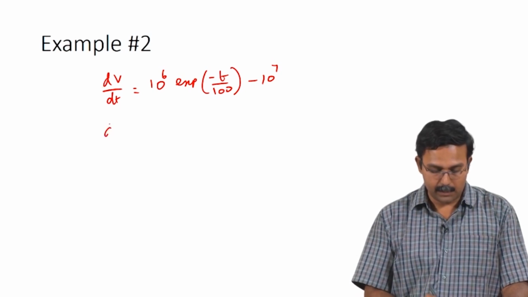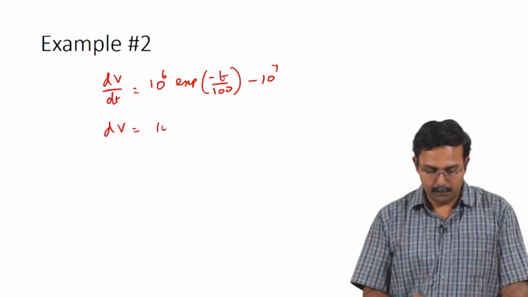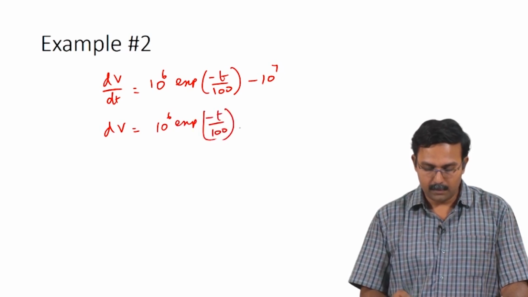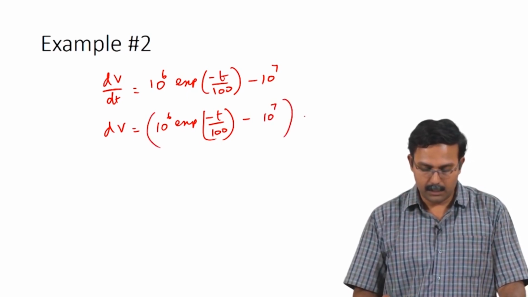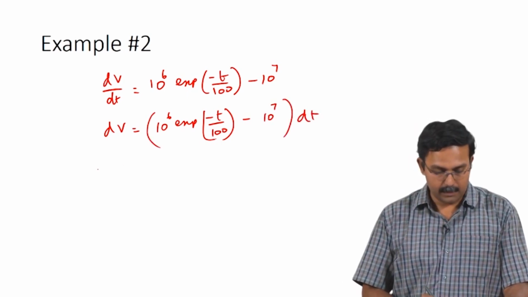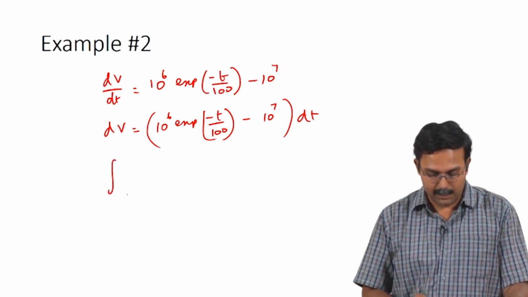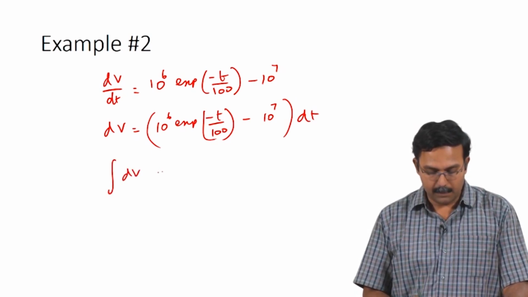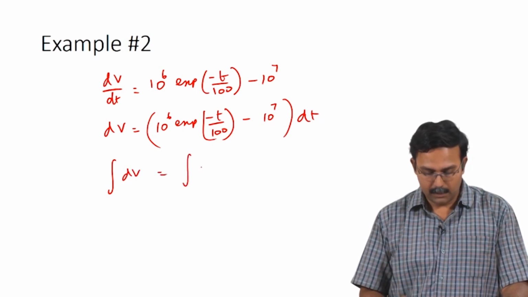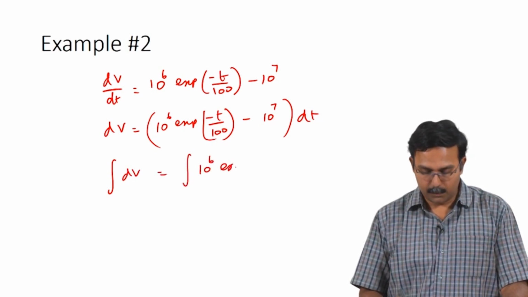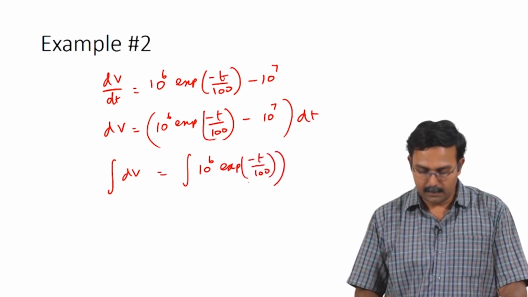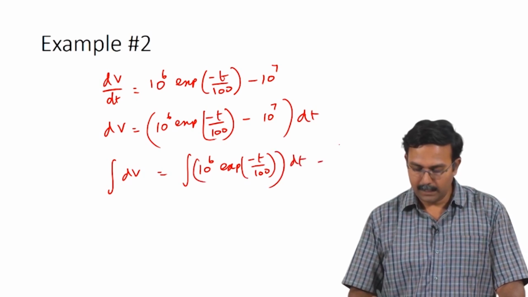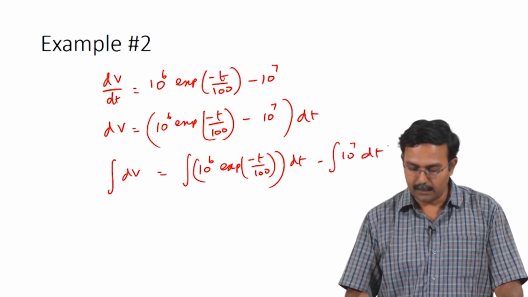So, rearranging this equation we would get dV equals 10^6 exponential of minus t by 100 minus 10^7, times dt. Integrating this equation, we would get integral dV equals integral 10^6 exponential of minus t by 100 dt minus integral 10^7 dt.